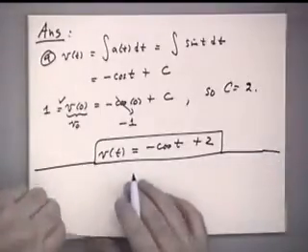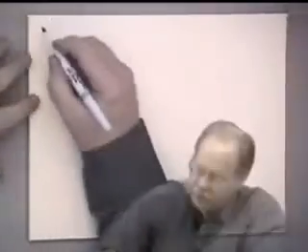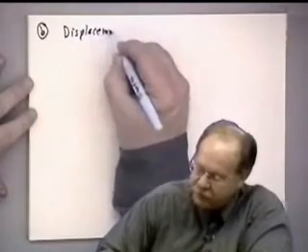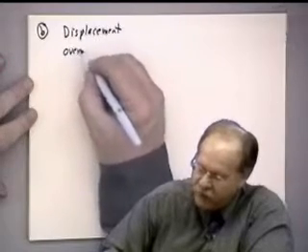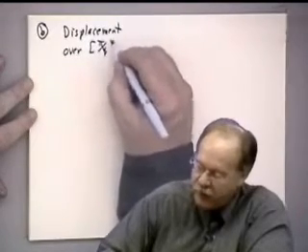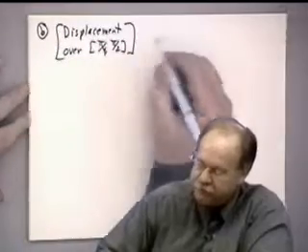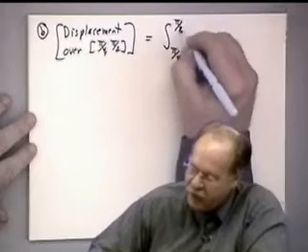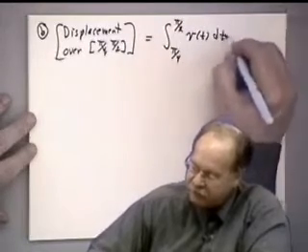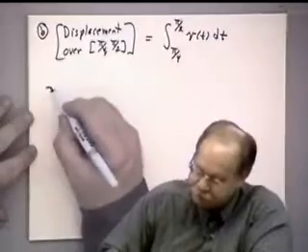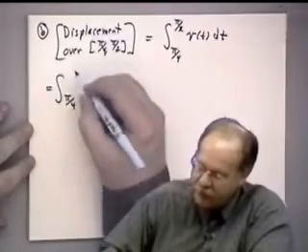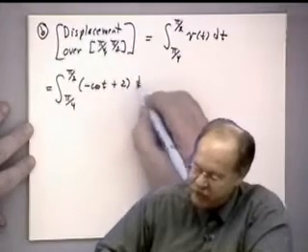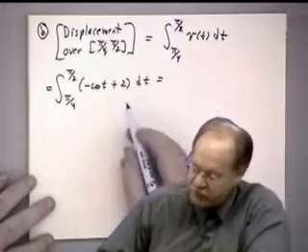Now the second part was a question about displacement. And we'll use velocity to answer that question. So we want the displacement of this particle over the time period from pi over 4 to pi over 2. Now that is by definition the definite integral from pi over 4 to pi over 2 of the velocity function. Now we know the velocity function, so this is the definite integral from pi over 4 to pi over 2 of minus cosine t plus 2 dt. Well, that's an easy integral. We should be able to do that.